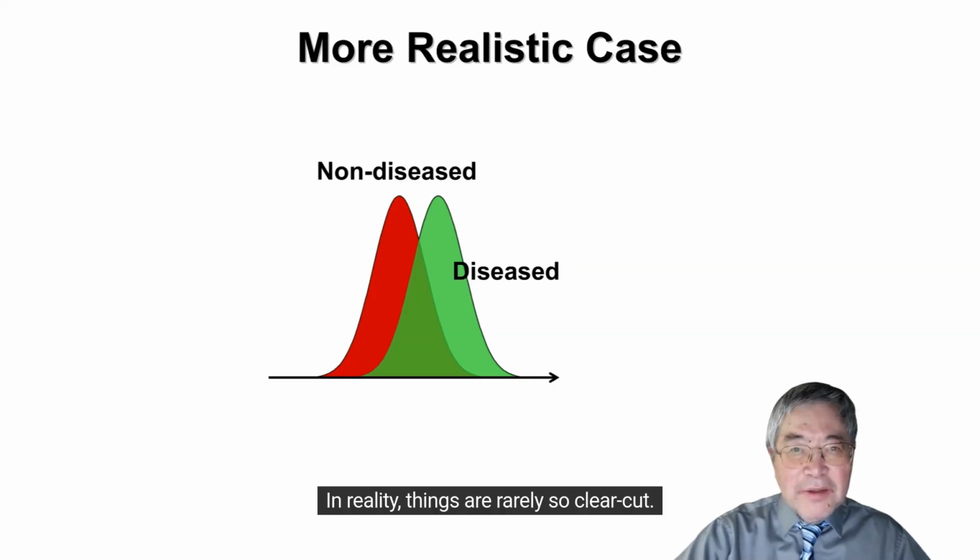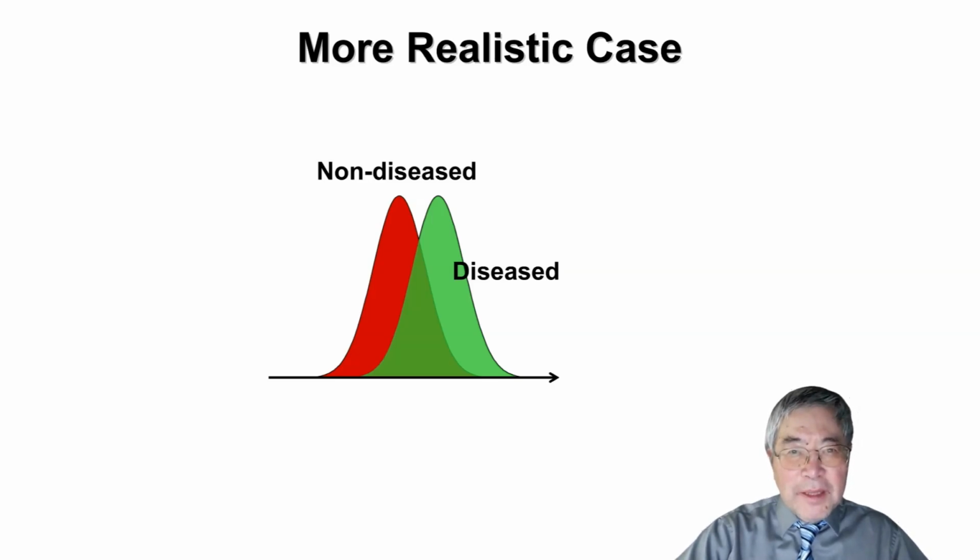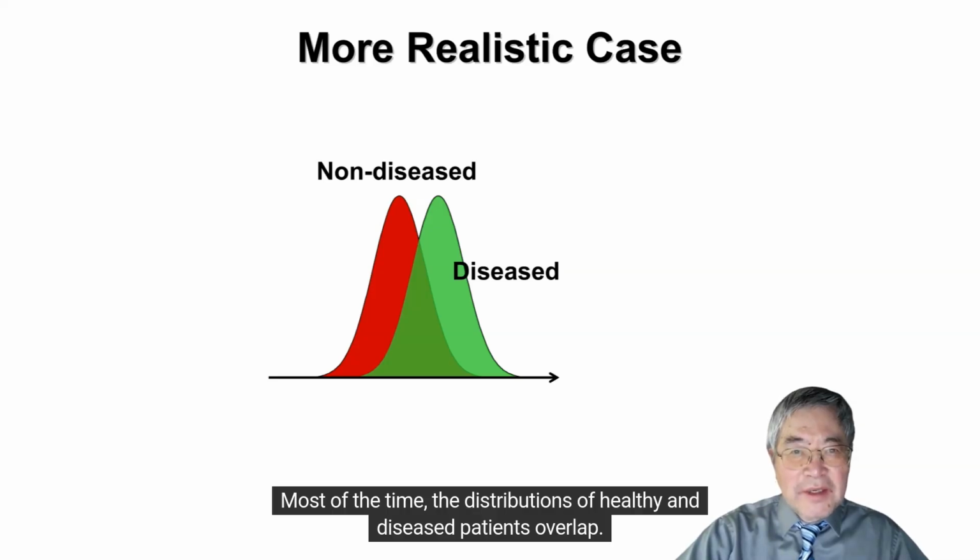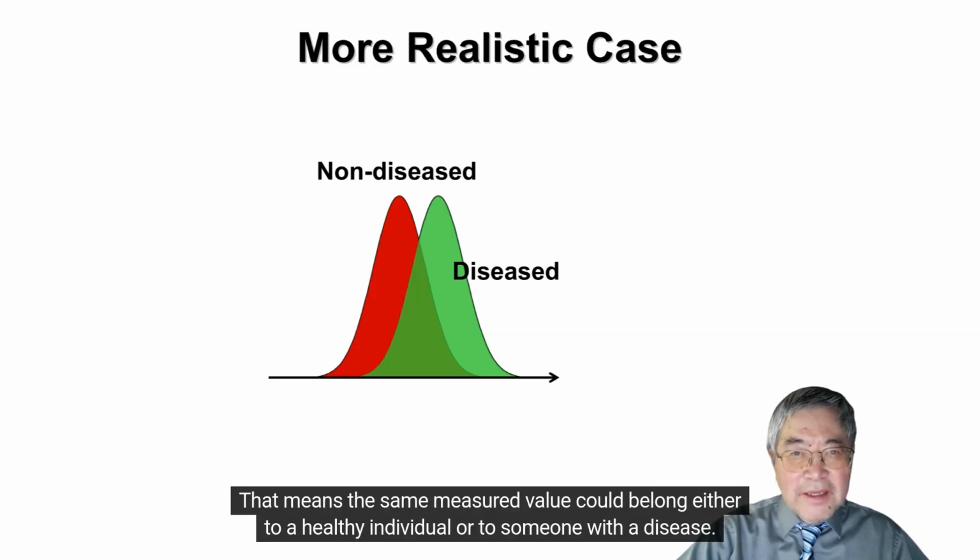In reality, things are rarely so clear-cut. Most of the time, the distributions of healthy and diseased patients overlap. That means the same measured value could belong either to a healthy individual or to someone with a disease.